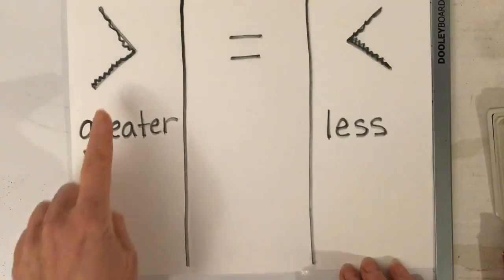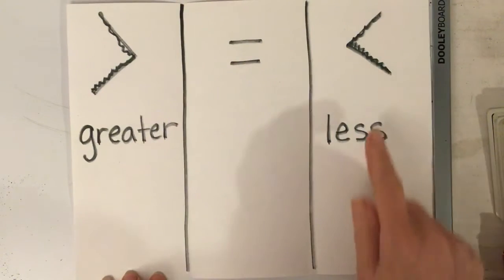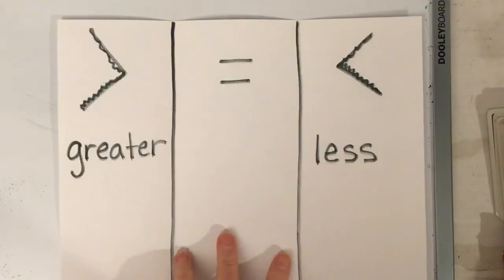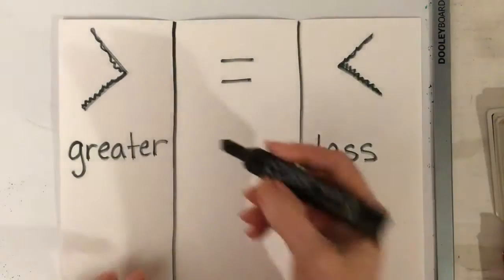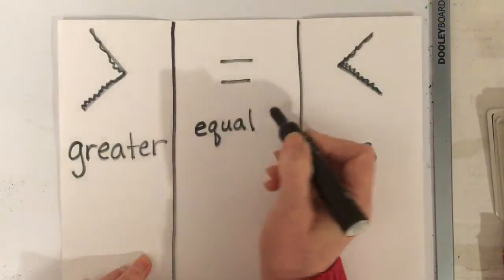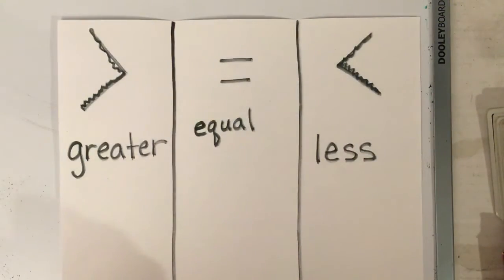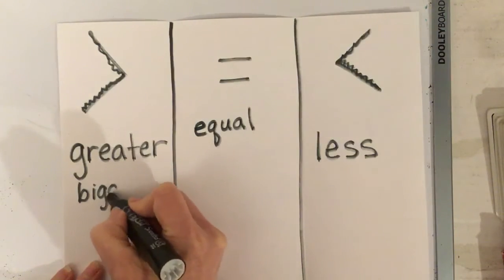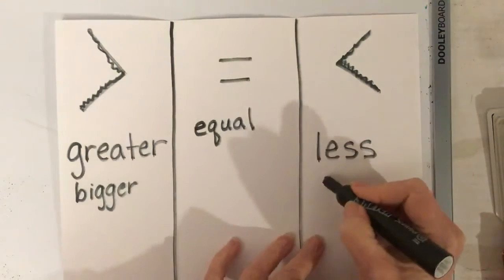So this symbol, this greater than sign, is the same as the less than sign. They are just turned around to different directions. So I'll show you what I mean as we work through some of these. So greater than, less than. And what does this middle one mean? It means equal. Equal is exactly the same. So greater also means bigger, and less means smaller.